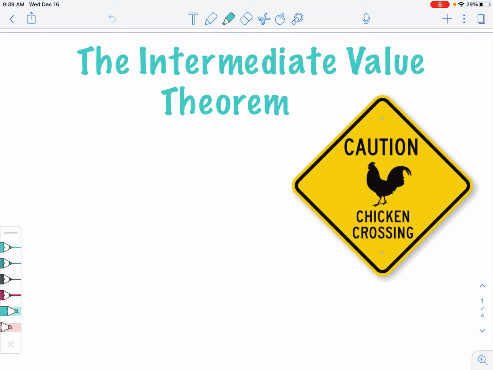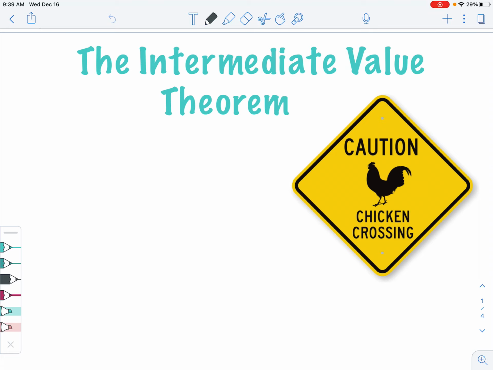All right, so this is our last section in this unit, so just a reminder that your test is going to be next class. But we're talking about the intermediate value theorem today, which basically answers the question, why did the chicken cross the road? So we all know that the chicken crossed the road because he had to get to the other side.